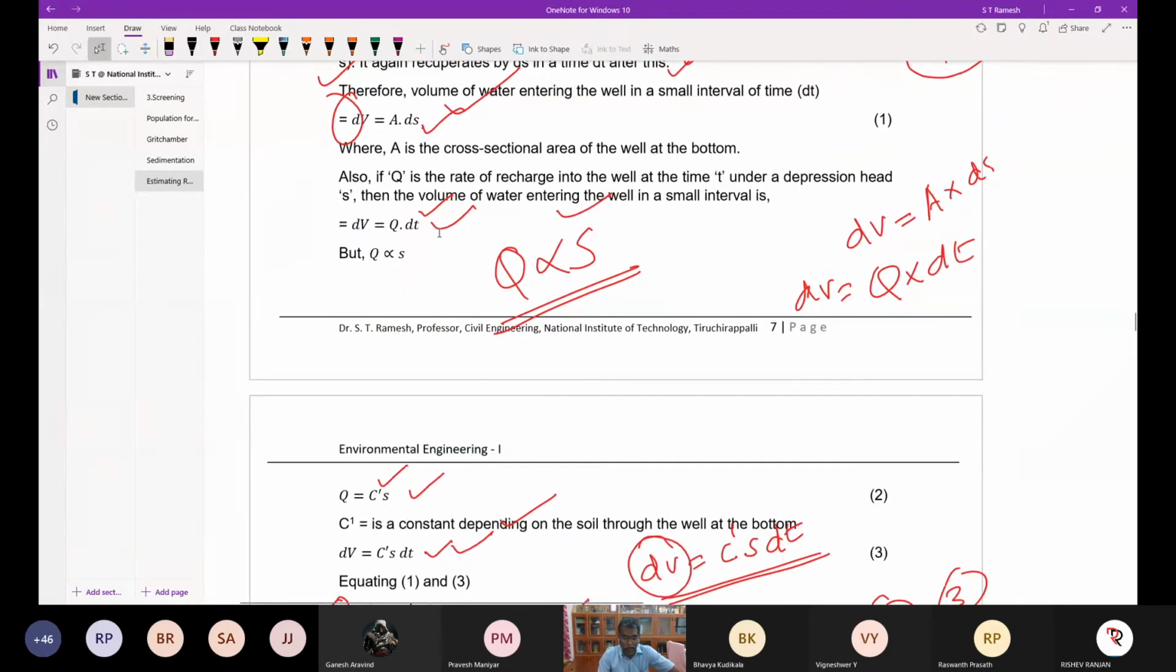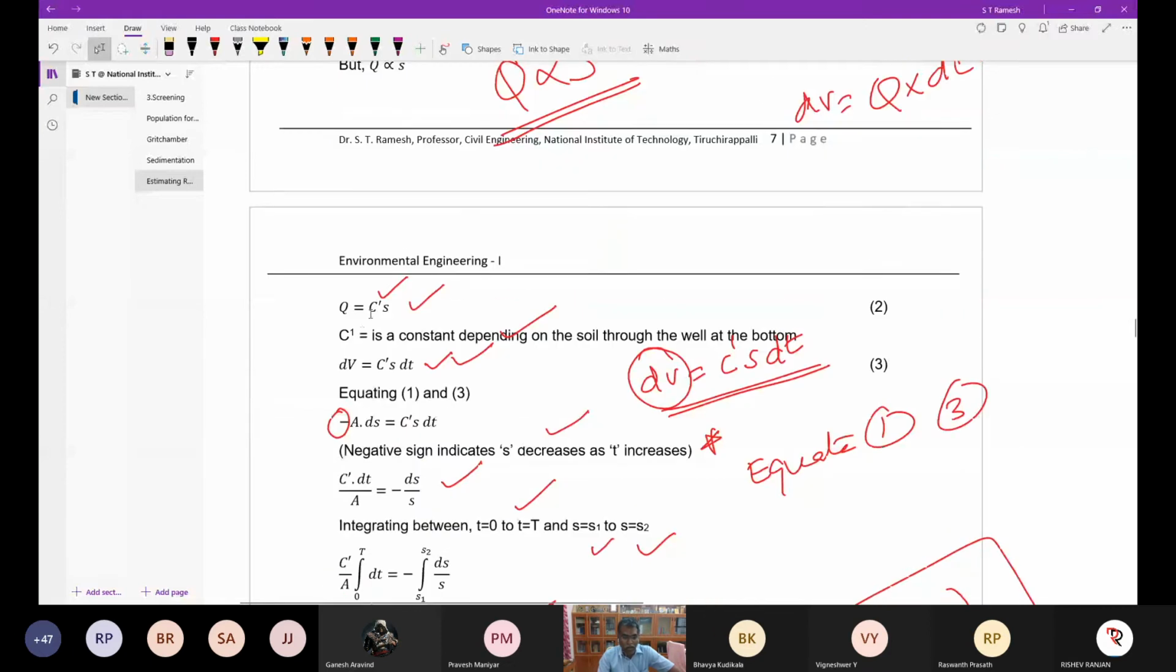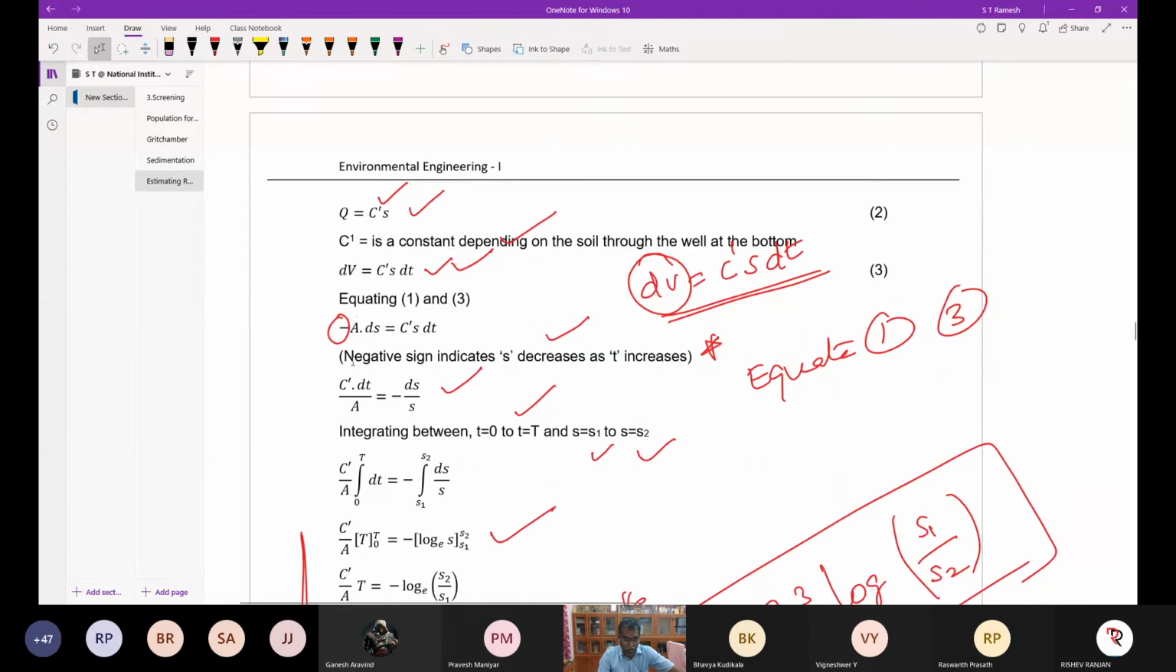If Q is the rate of discharge or recharge into the well, and S is your depression head, you can also equate dV = Q dt. We are also already familiar that Q is directly proportional to S, and Q = C' S, where C' is a constant depending upon your soil strata. Equate 1 and 3, and use a minus sign, because the negative sign indicates your drawdown decreases as time increases.